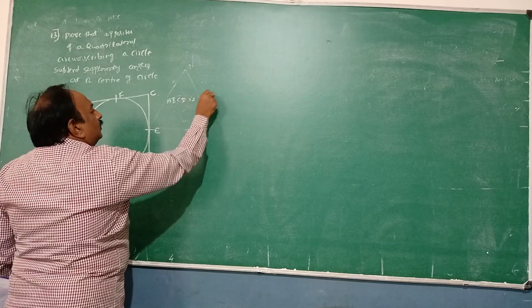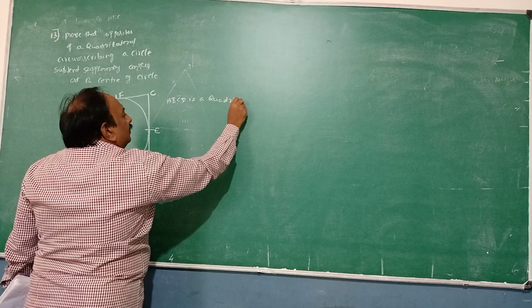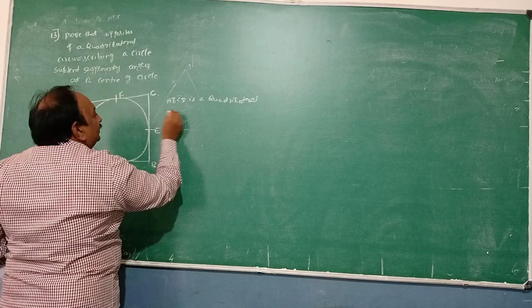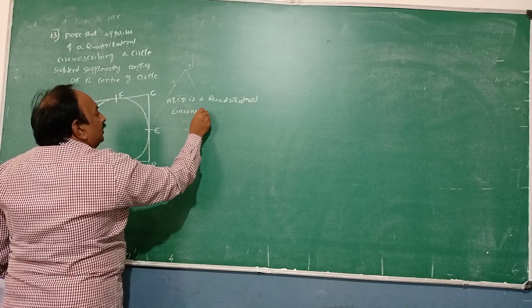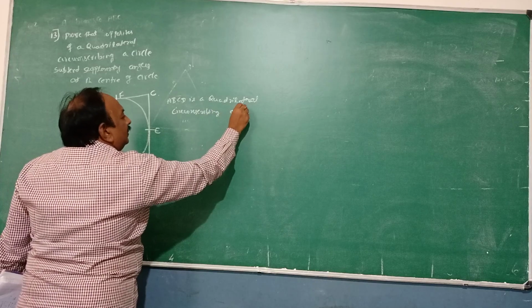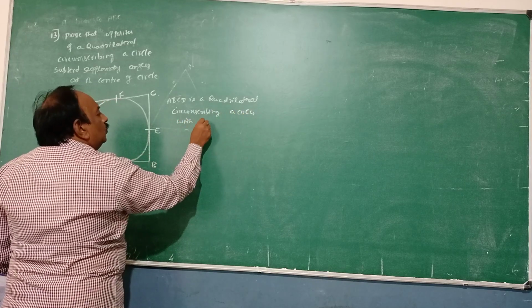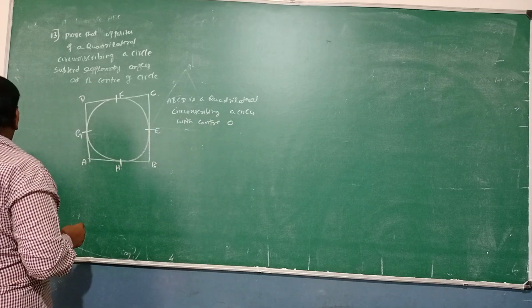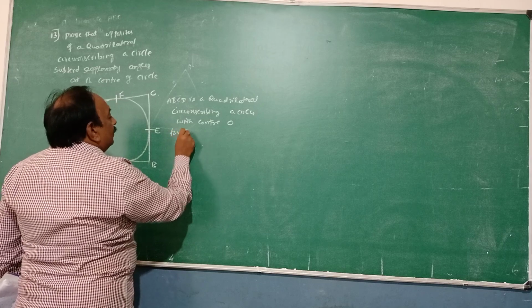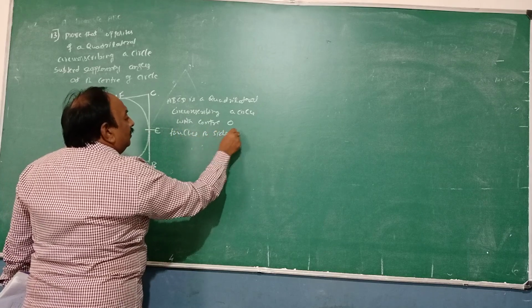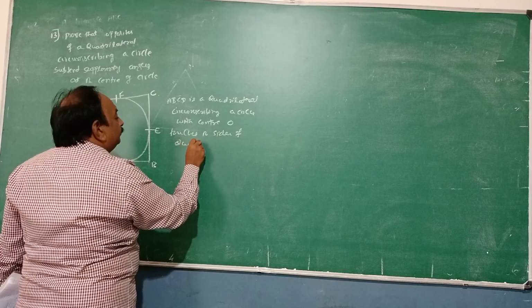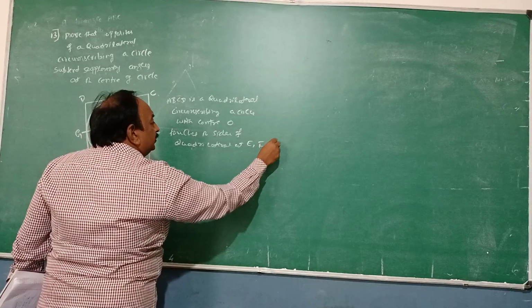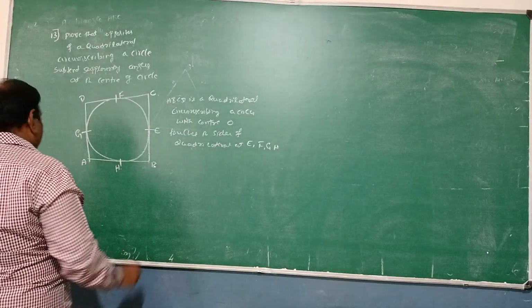ABCD is a quadrilateral circumscribing a circle with center O. The circle touches the sides of the quadrilateral at E, F, G, H.